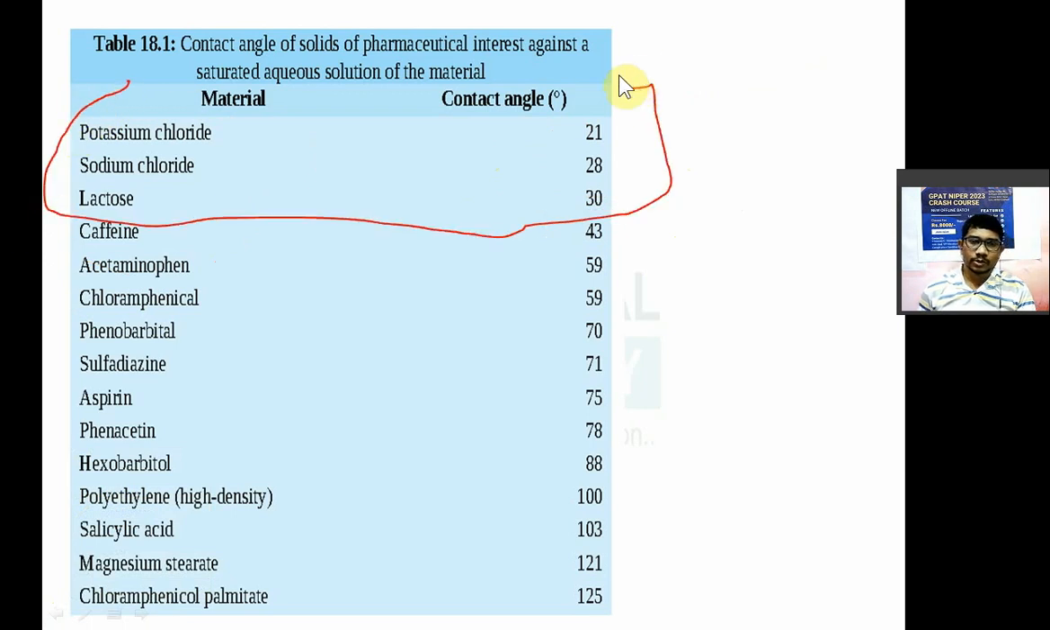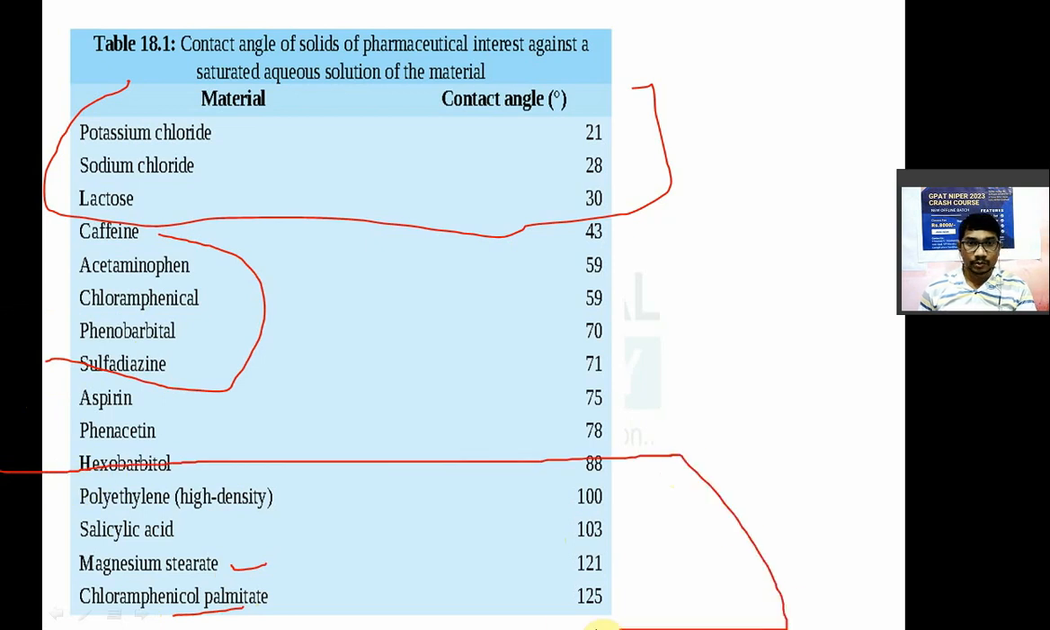These are the examples of good wetting: potassium chloride 21, sodium chloride 28 and lactose 30. Contact angle between continuous phase and solid. In case of caffeine, acetaminophen, chloramphenicol, phenobarbital, sulfadiazine, they are known as intermediate wetting. You can see the contact angle of them, and you can see the contact angle of chloramphenicol palmitate and magnesium stearate. So you can see these are the poorly wetting.